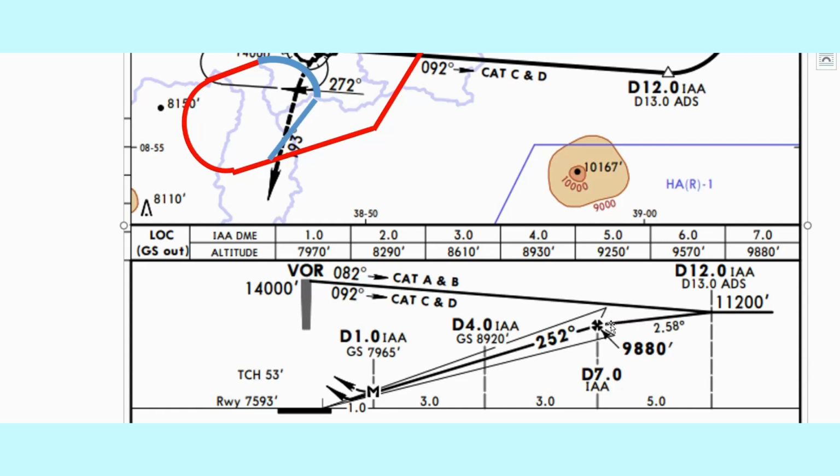When you hit this point, which is 7 miles from the India Alpha ILS, okay, 7 miles, what you will do, you'll go vertical speed here, and then you start descending in vertical speed all the way down, and your pilot monitoring will be reading this table from right to left. So at 7 miles you are hitting this point at 9,880, at 6 miles 9,570, at 5 miles 9,250, and so on and so forth.